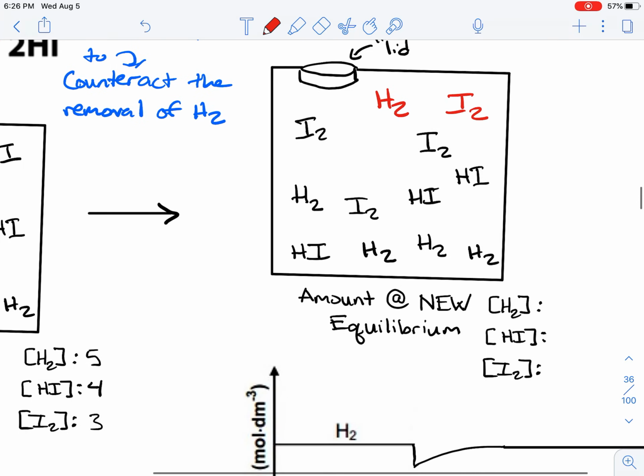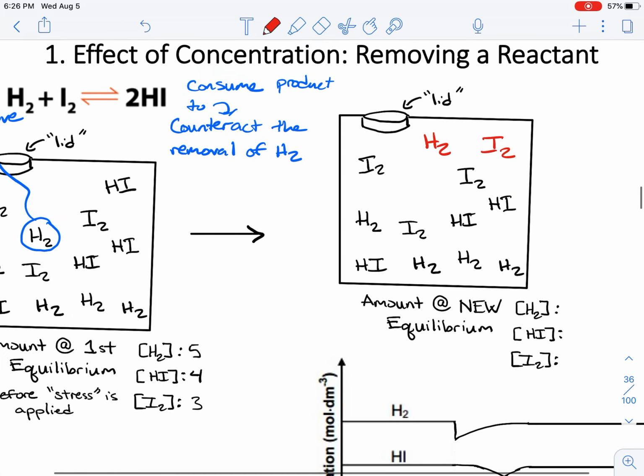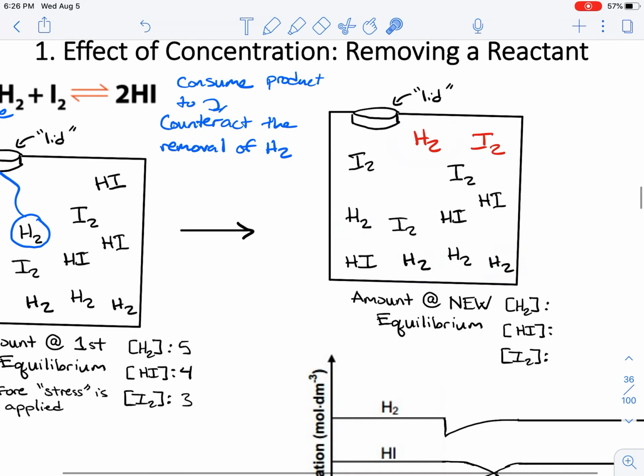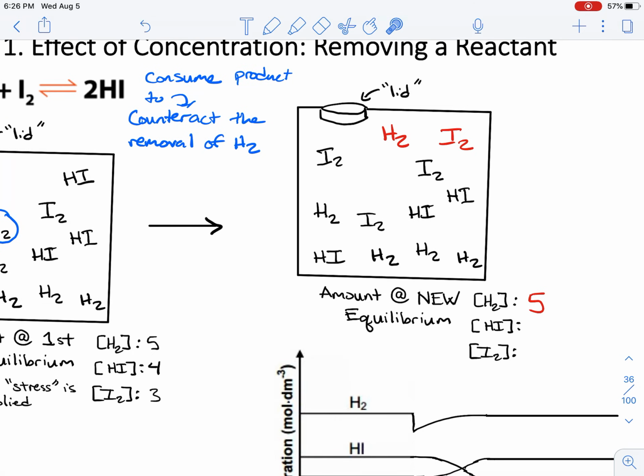Okay? And so let's go ahead and tabulate the amount that's left over. So here we have 1, 2, 3, 4, 5. Okay. So here we have 5 H2s. Let's talk about I2s. 1, 2, 3, 4. I believe that was it. So I have 4 I2s. And here we have 1, 2, 3. So we have 3 HIs.